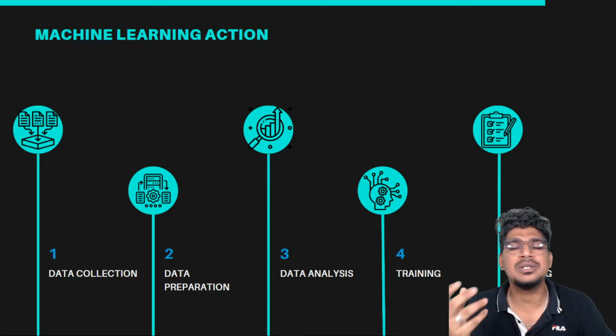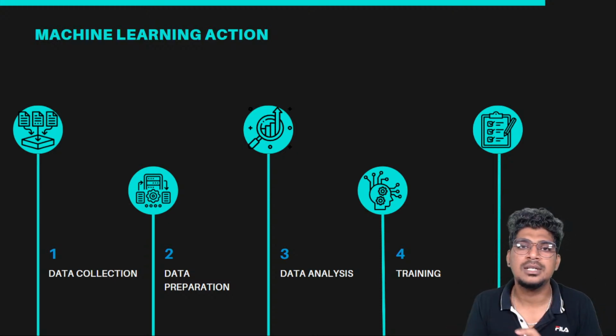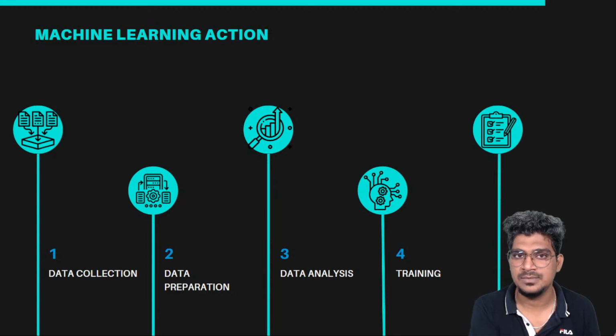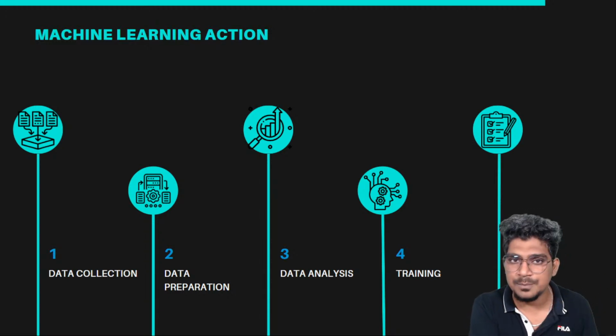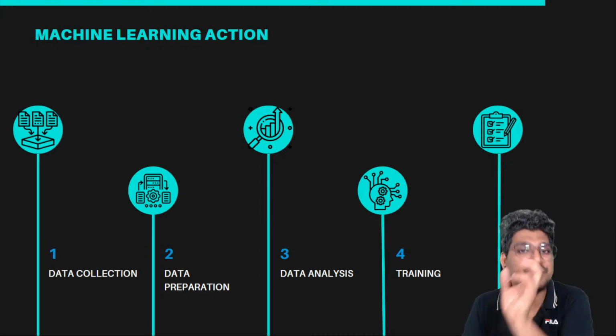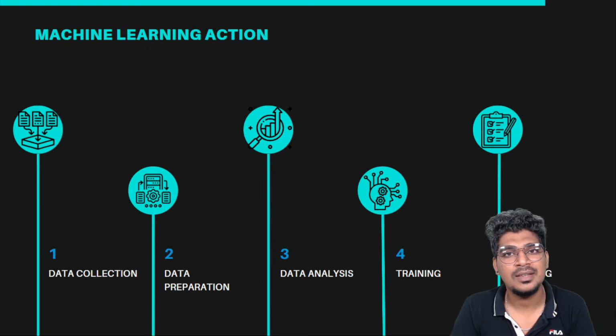For example, consider a teacher and student. The teacher will teach with the help of some source. With the help of some source, the teacher will teach the student. In the same way, we are going to teach the machine, or we are going to train the machine.